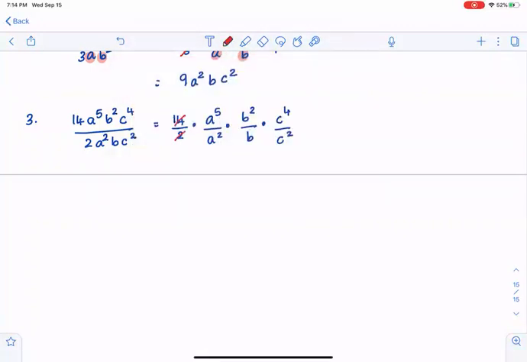Two goes into 14 7 times, so 7. The bases are identical. So for a, subtract the powers, numerator power minus denominator power, multiplied by b. Bases are identical. So we have b, numerator power minus denominator power. Bases are identical. C, numerator power minus denominator power, 4 minus 2.